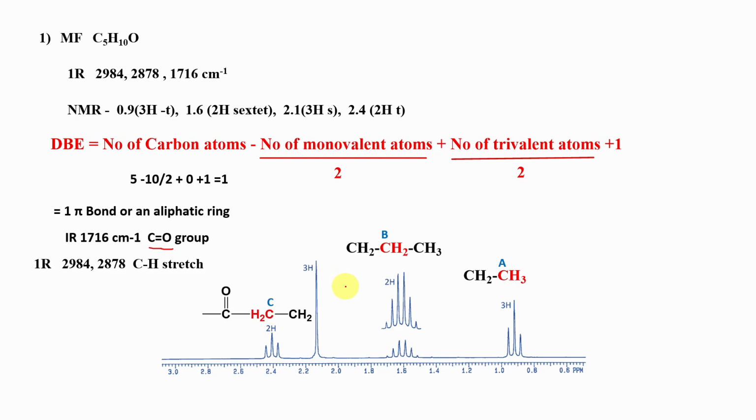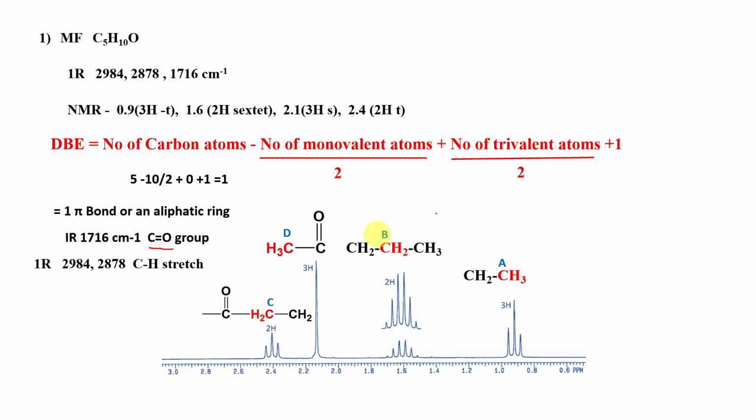The 3 hydrogen singlet is due to the CH3 group which is directly attached to a CO group. There is no hydrogen atom, and hence this CH3 group gives only the singlet. See, this CH2 group attached to a CH2 group, and hence this CH2 group gives a triplet.